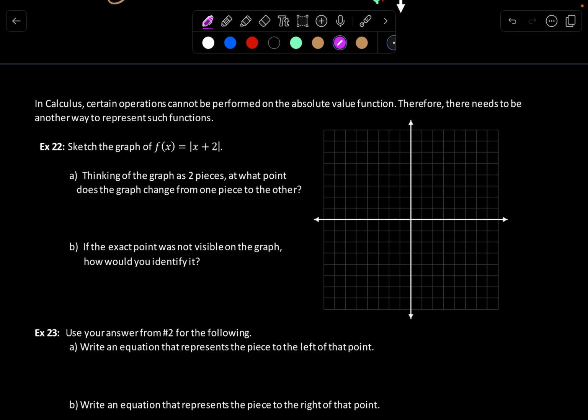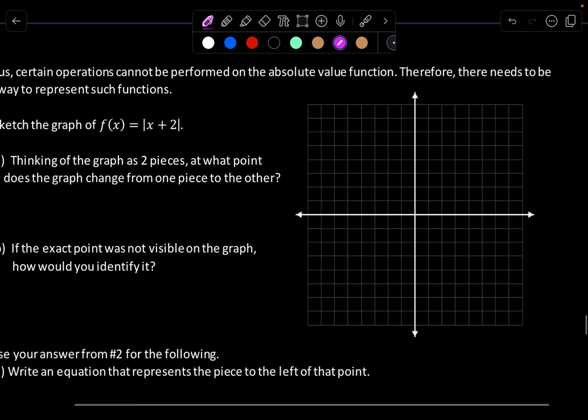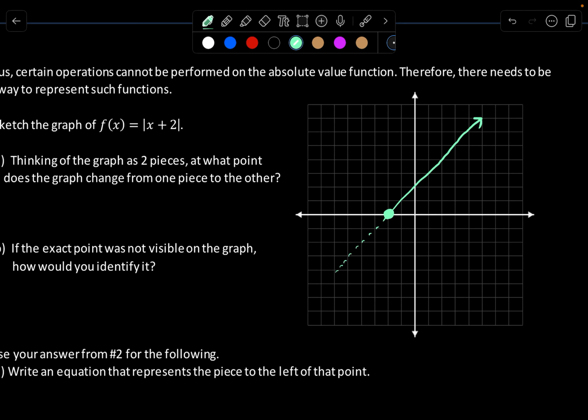So for this one, it says sketch a graph of f of x. So with this one, I can see that inside we have a horizontal translation of -2. So I'm going to put that point on -2. And then the slope has a value of 1. Now, usually this would go this direction, but because it is an absolute value, it's going to go in the positive y direction.